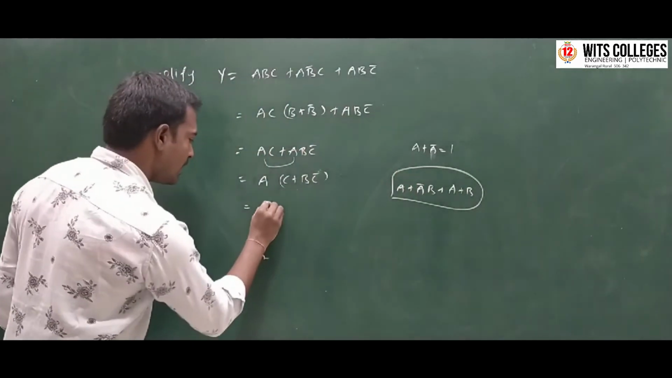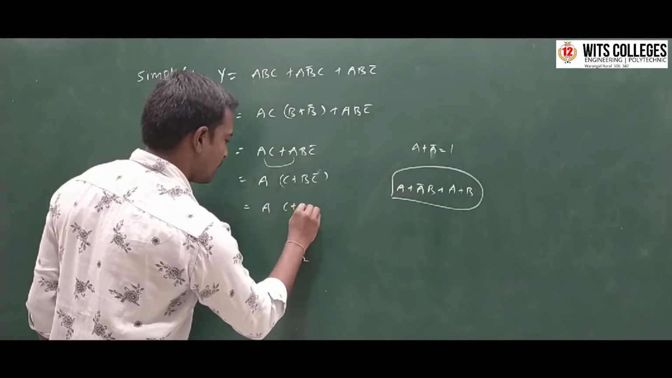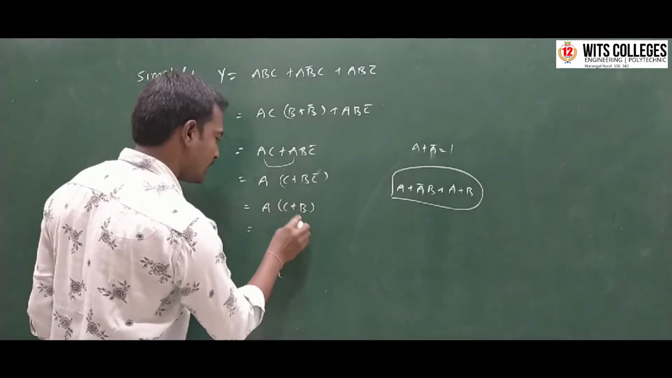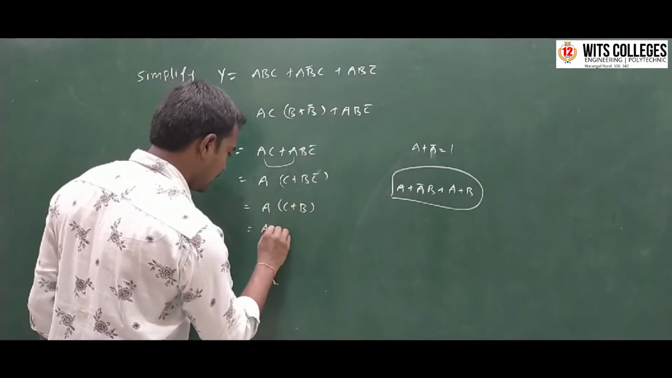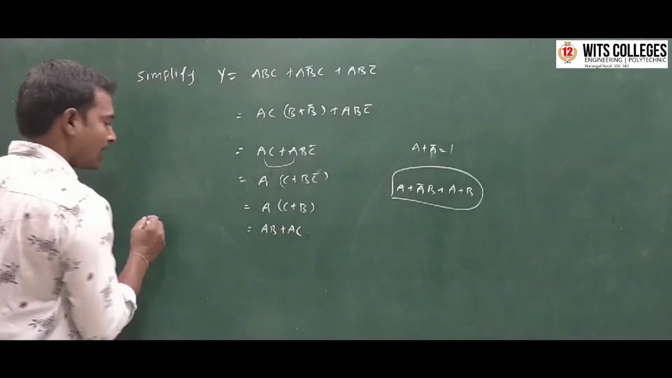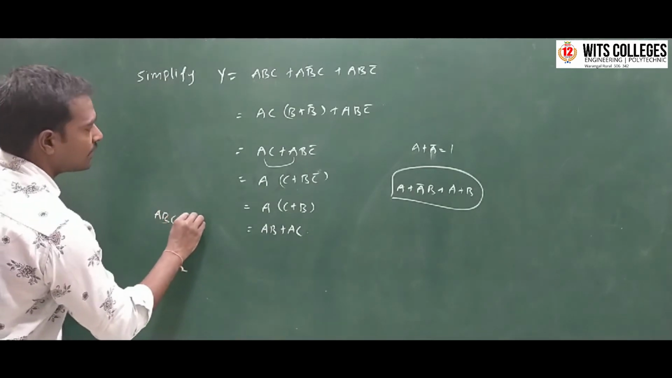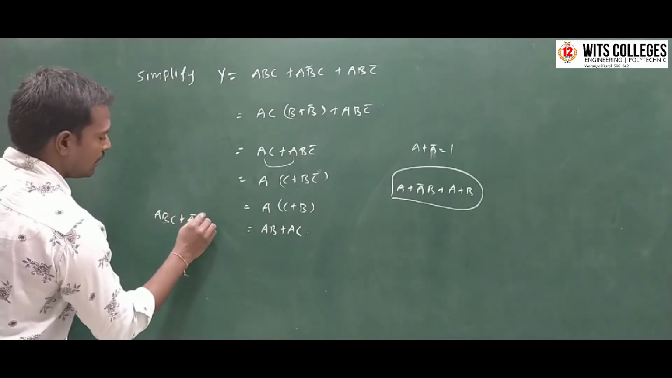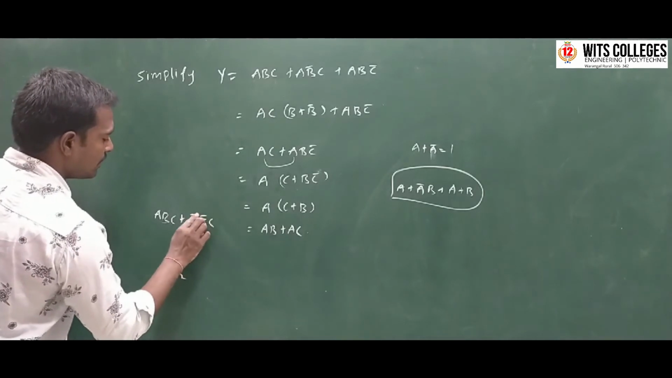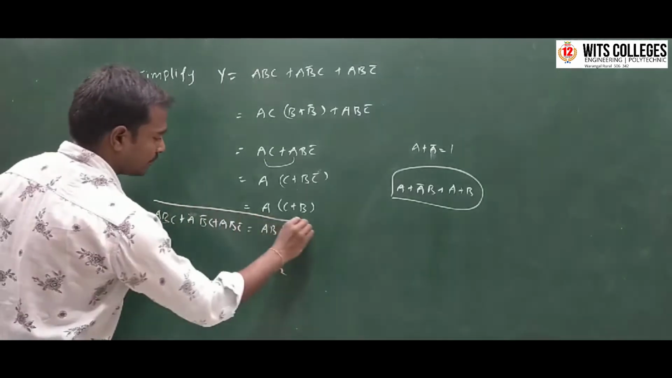So here a into c plus b, then we will get a into b plus a into c. This is the simplified expression for the Boolean expression a b c plus a b bar c plus a b into c bar.